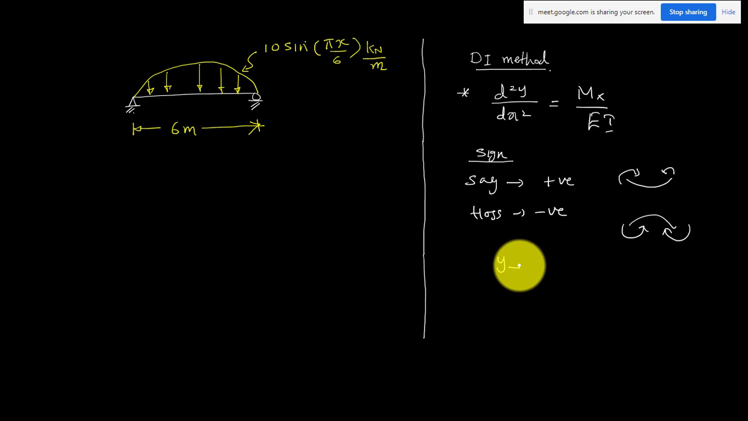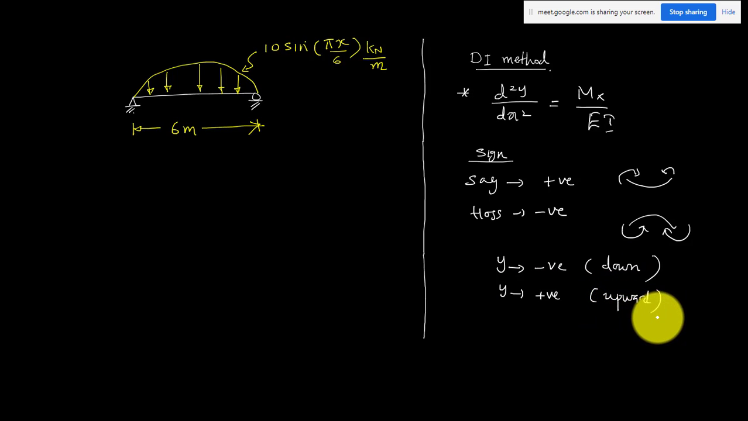if you get a negative value for deflection, that means your deflection is in the downward direction. And if you get a positive value, your deflection is in the upward direction. So this much should be clear. Otherwise sometimes you will get confused. You may get a positive or negative value, and what is the meaning of that? That you have to keep in mind.